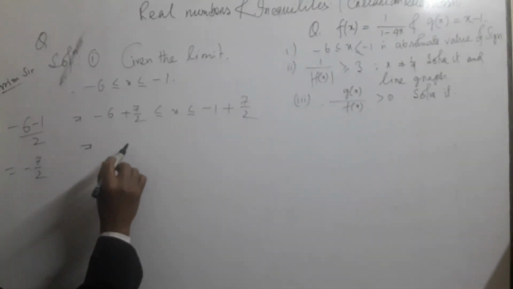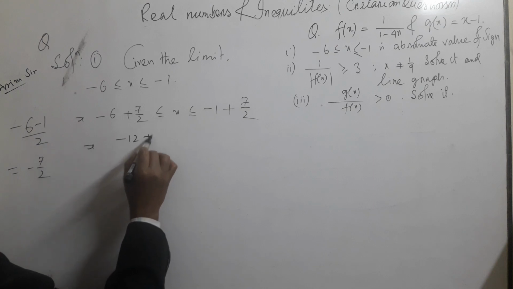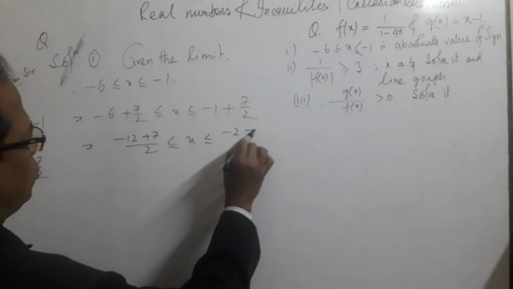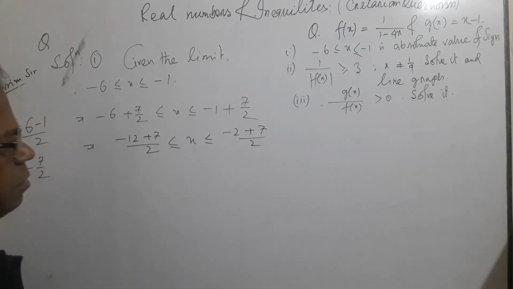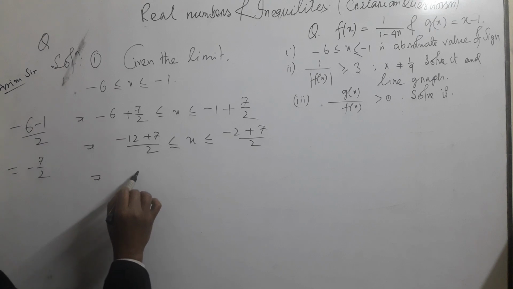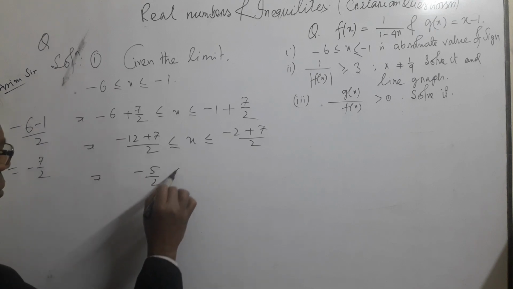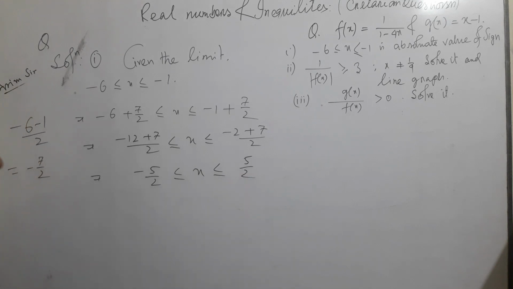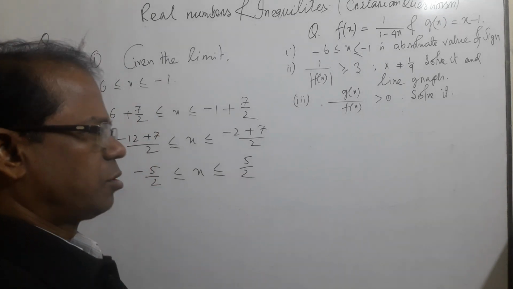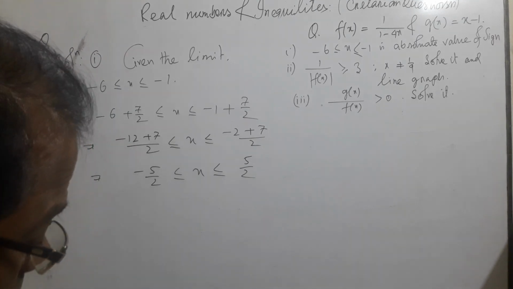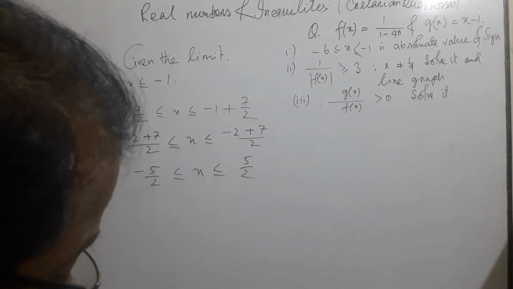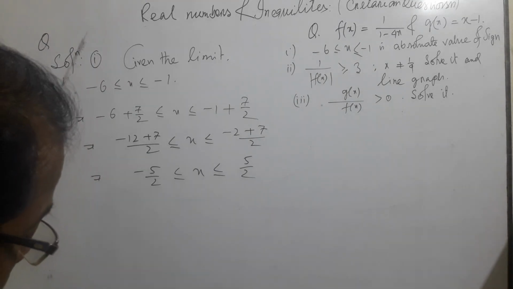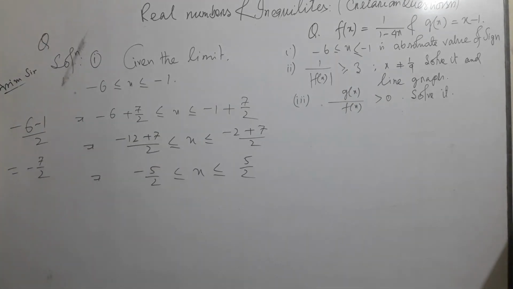That's why minus 12 plus 7 divided by 2 less than or equal to x less than or equal to minus 2 plus 7 divided by 2. So that implies minus 5 divided by 2 less than or equal to x less than or equal to 5 divided by 2. It's totally clear and the system. So I think this system is totally workable and clear, this process.